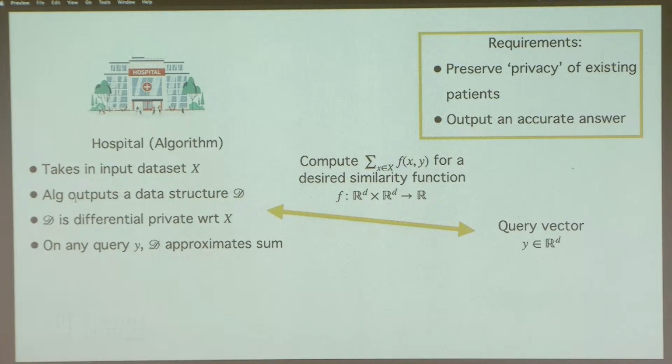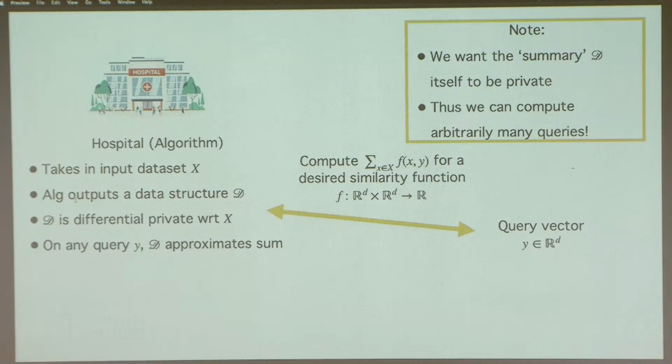Because the data structure itself is private, we can hope to make as many queries as we want, but we have to give up something. We can only hope to be accurate sometimes. So let's just say we want to be accurate in expectation, with a small expected error, but it's really important that the data structure itself is private. Like I said, you can think of the data structure as a summary of the data set that is private.